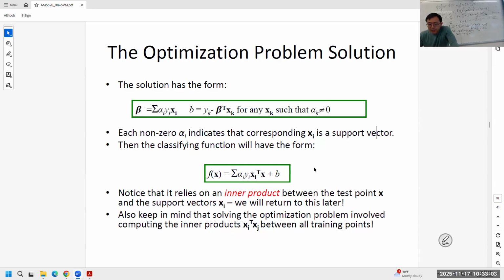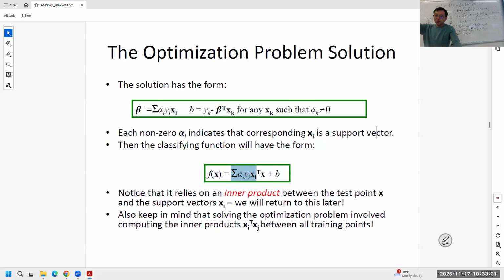Now, there's a very interesting property. If a new data point x comes in and you want to make a prediction for x, what does the prediction look like? The prediction is basically the summation of alpha i yi xi transpose x, because this is your beta, so the first term is just beta transpose x, plus b.